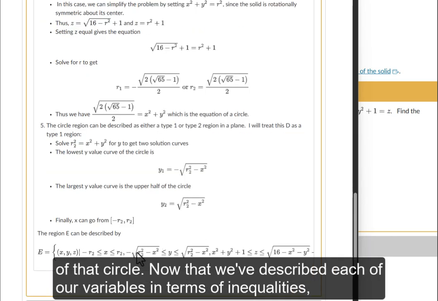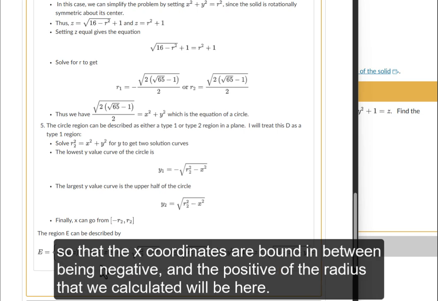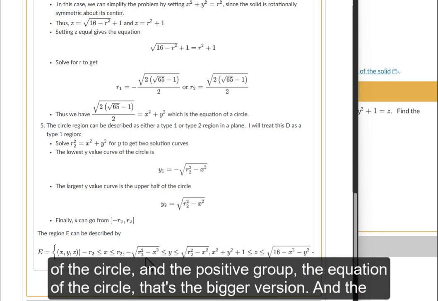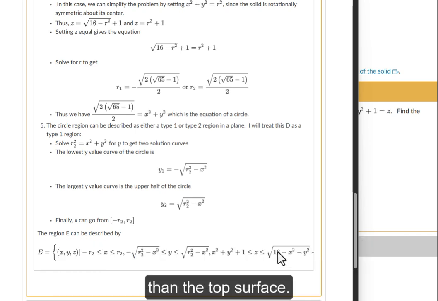Now that we've described each of our variables in terms of inequalities, we get to write them down collectively to describe the region. So we're looking for all x, y, and z coordinates so that the x coordinates are bounded between the negative and the positive of the radius that we calculated over here. The y coordinate is going to be between the negative square root for the equation of the circle and the positive square root for this equation of the circle. And the z-coordinate is going to be bounded by the bottom surface and the top surface: it's got to be larger than the bottom surface and smaller than the top surface.